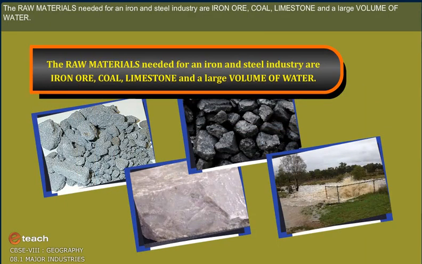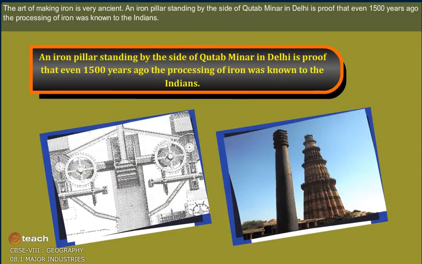The raw materials needed for an iron and steel industry are iron ore, coal, limestone, and a large volume of water. The art of making iron is very ancient. An iron pillar standing by the side of Qutub Minar in Delhi is proof that even 1500 years ago, the processing of iron was known to the Indians.